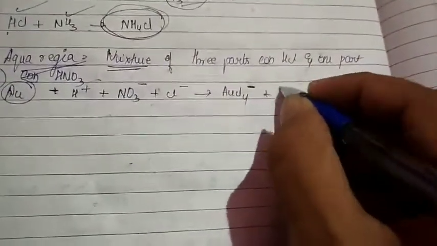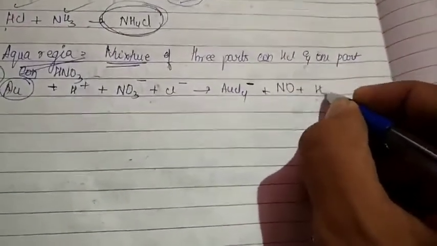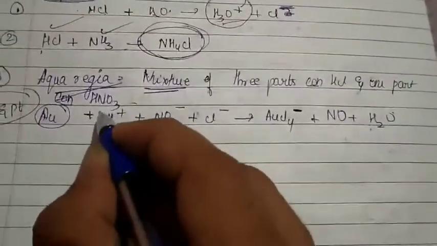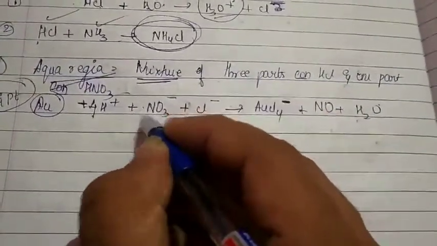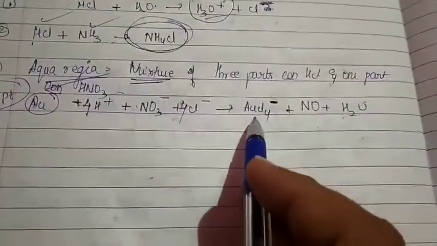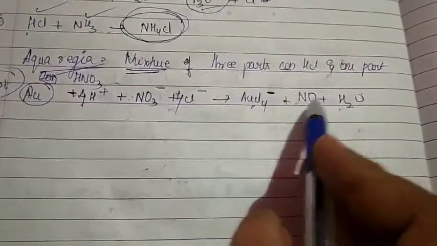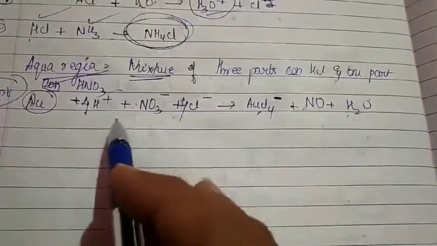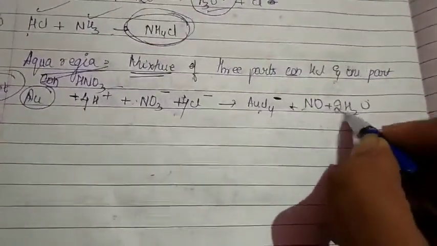Coming with respect to that one, you will be having your nitric oxide plus water. If you are going to balance this, you are going to get 4H plus, NO3 minus, as it is, and 4Cl minus. So you are going to get AuCl4 minus, NO. What about your water? Is it balanced? 4H plus, so you are going to get 2 water.